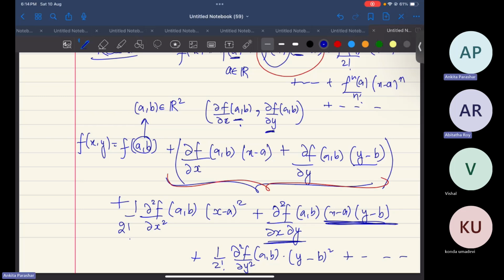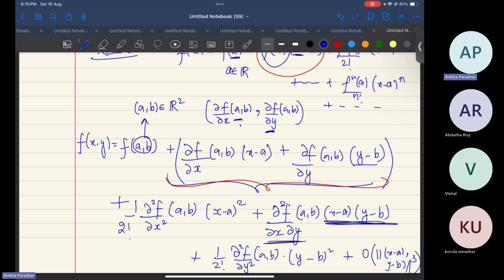Yeah, it does make sense. And that means as we go on to the higher terms, the number of subterms in each individual term will keep on increasing. Yeah, and this is how we mostly write order of norm of (x minus a, y minus b), and order 3 and more than that.